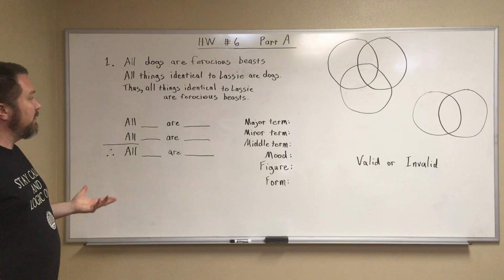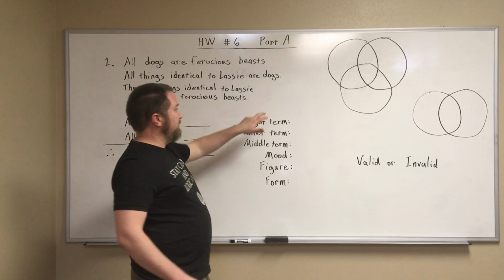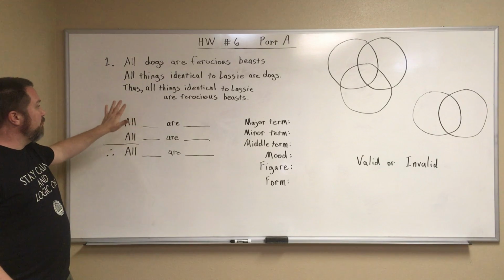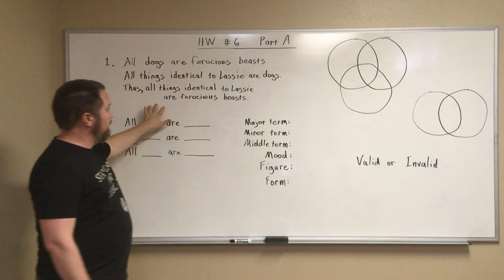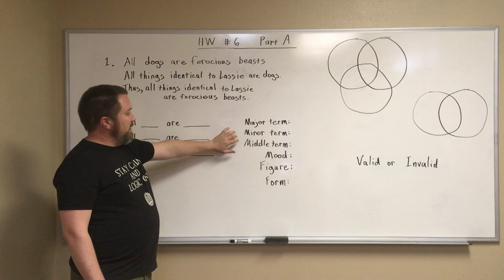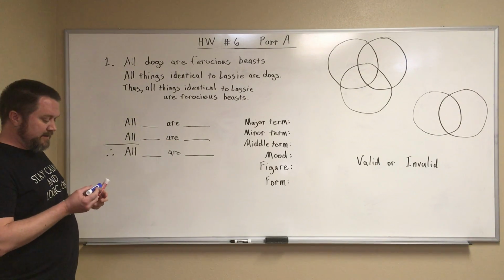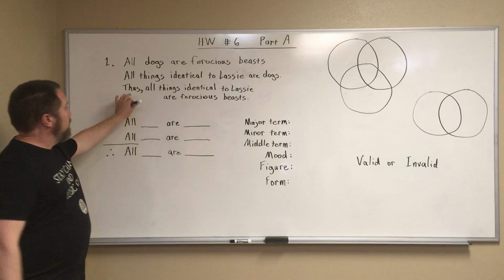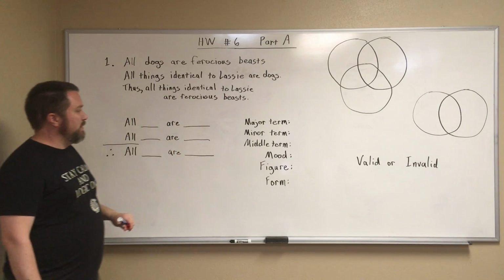So let's get started. First thing we need to do, this is already in standard form, but we need to double check it. So first step, I always start with the conclusion. So in making sure that this is in standard form, we're going to identify the major term, minor term, and the middle term, and make sure that everything's in the right place. So again, start with the conclusion. Thus, all things identical to Lassie are ferocious beasts.